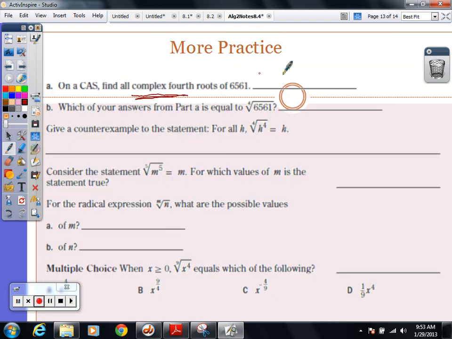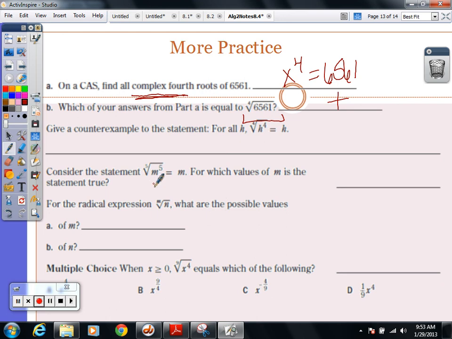Okay? Find all the complex roots. That is asking you, again, for that x to the 4th equals 6561. You should have 4 answers. Some of them should be imaginary. Which one would be equal to this? They're talking about the positive value only. We'll talk about some of these tomorrow in class.